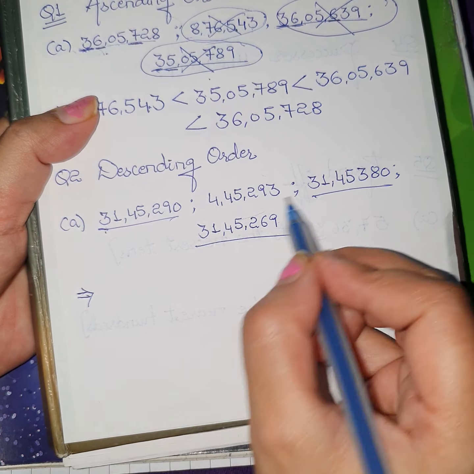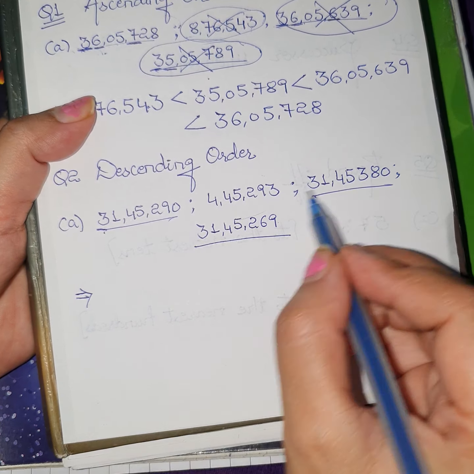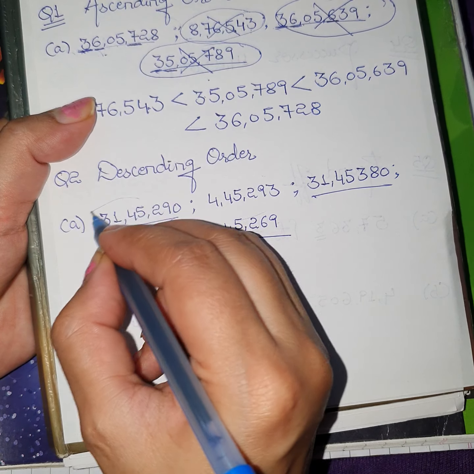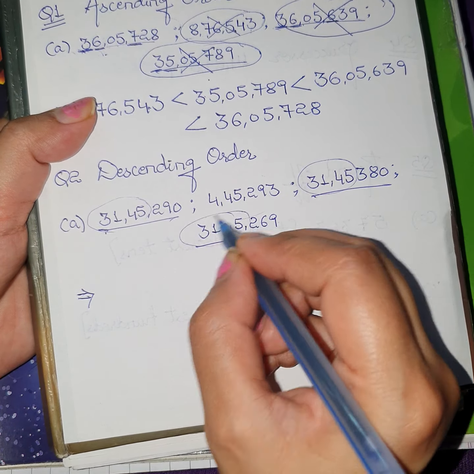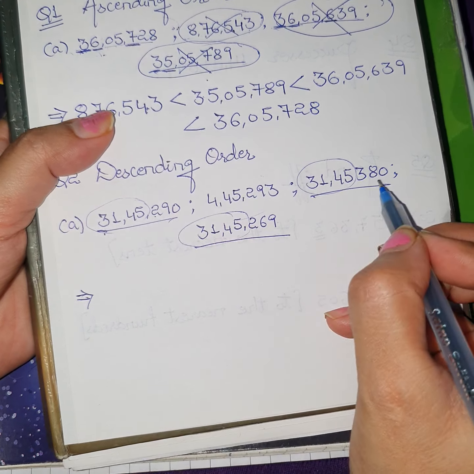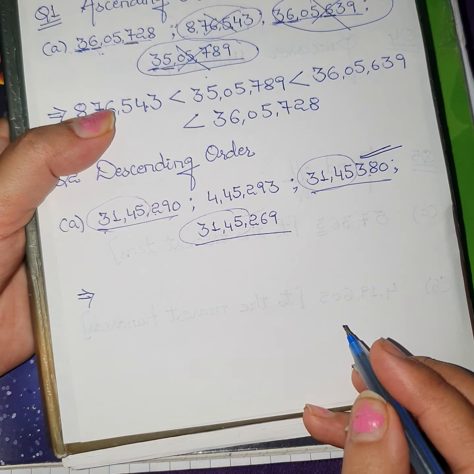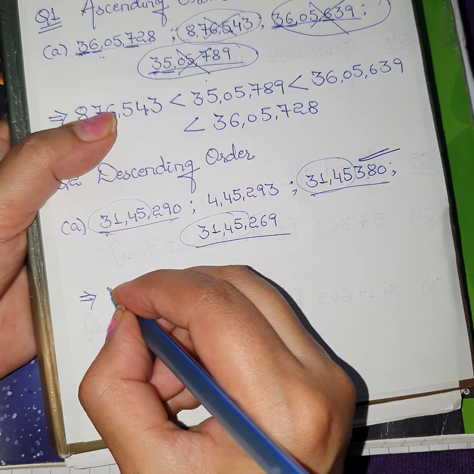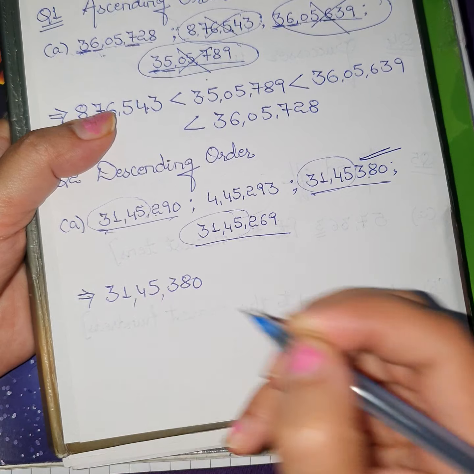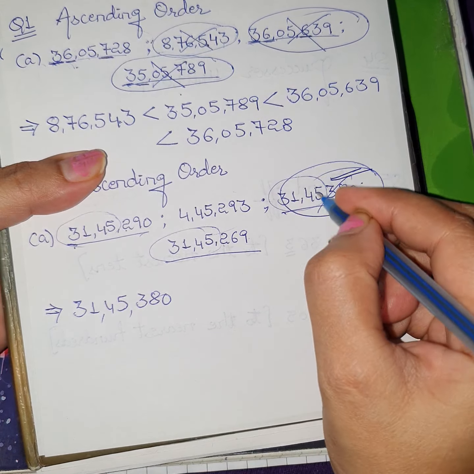So the first digit is 3, 3, 3, the second digit is 1, 1, 1, the third digit is 4, 4, 4, the fourth digit is 5, 5, 5. So till the fourth digit everything is the same, 3145, 3145, 3145. So we will move on to the fifth digit. The fifth digit is 2, 3, 2. From 2, 3, 2, 3 is the greatest one. So our first number will be 3,1,4,5,3,8,0. That means 31,45,380.